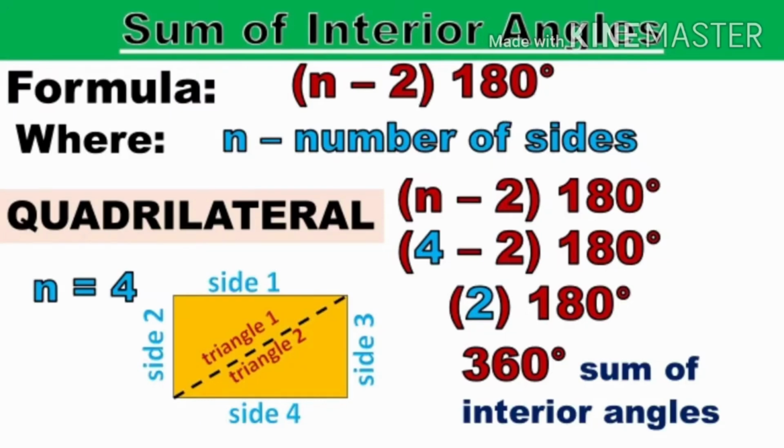To find the sum of interior angles of a quadrilateral, we are going to use the formula, the quantity of n minus 2 times 180 degrees. Again, where n is the number of sides. So, the number of sides of quadrilateral is 4. Therefore, we're going to substitute 4, so we now have 4 minus 2 times 180 degrees. So 4 minus 2 is 2, times 180 degrees is equal to 360 degrees. So this is now the sum of interior angles of quadrilateral.